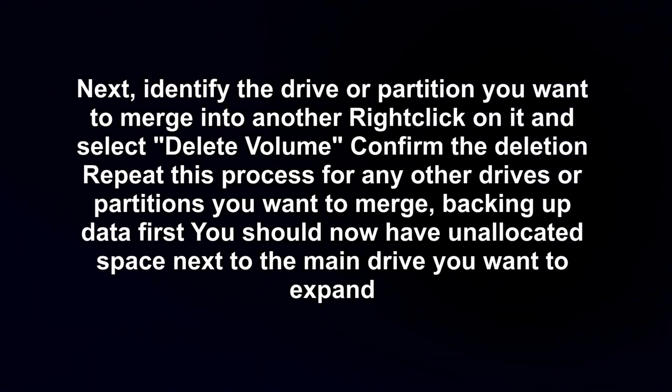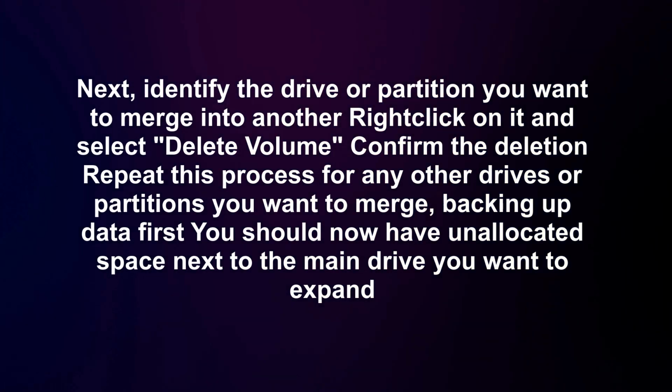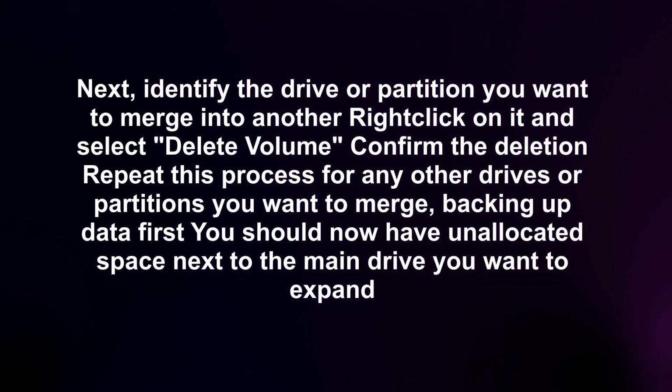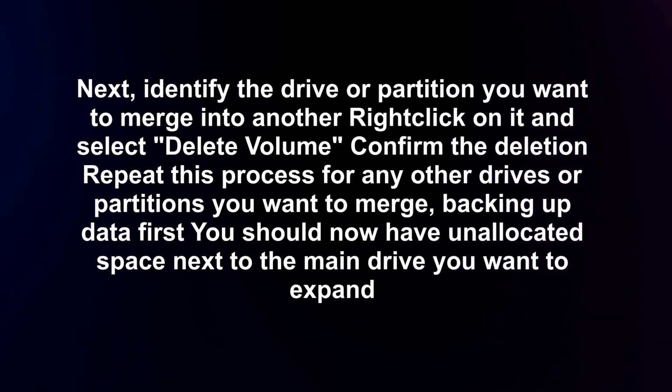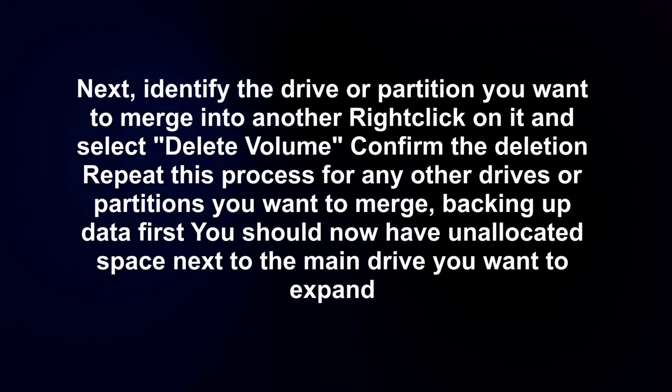Next, identify the drive or partition you want to merge into another. Right-click on it and select Delete Volume. Confirm the deletion. Repeat this process for any other drives or partitions you want to merge. Backing up data first, you should now have unallocated space next to the main drive you want to expand.